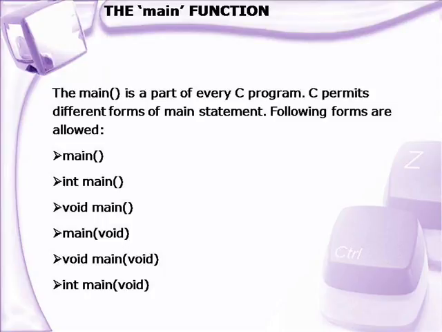The keyword void means that the function does not return any information to the operating system, and int means that the function returns an integer value to the operating system. When int is specified, the last statement in the program must be return 0.